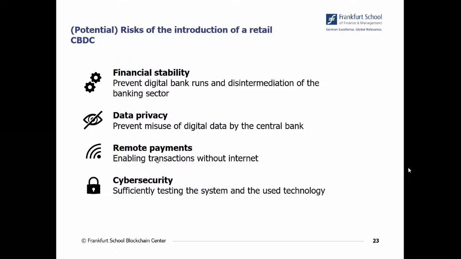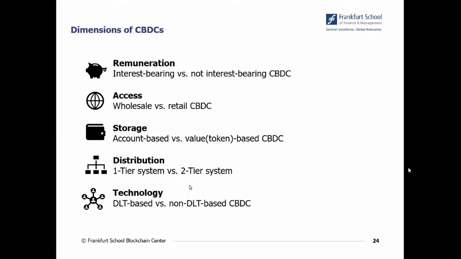Okay, and the third potential risk is remote payments, so that you can also enable transactions without internet. This is very important because with cash you have the possibility to transact without internet, but with bank money you don't. You need an internet connection for that, and also the bank needs an internet connection. This is also an issue for a CBDC, but there are already some proposals on the table on how to prevent this. And the fourth point is about cybersecurity. The system should be sufficiently tested, of course, because it's a tremendous new payment infrastructure which is now generated. If there are issues related to cybersecurity and IT security, this has strong implications for the whole system, and it's really one of the pain points of CBDCs.